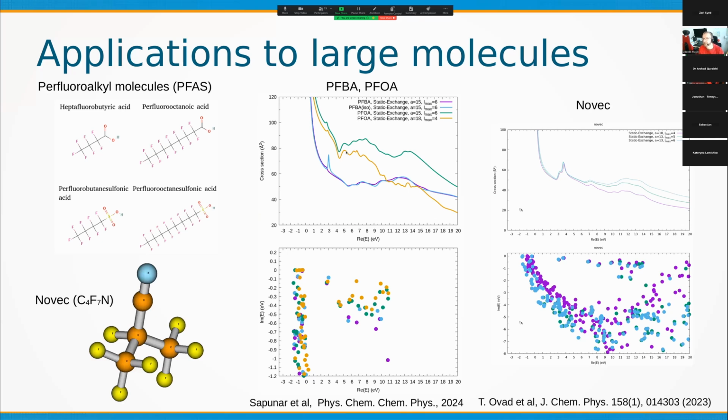And you can see that the cross-section is very complex. If we look into the complex plane, indeed, we find that there is a large number of resonances. This is the sort of swarm of points here in between, let's say, 3 to 10 electron volts. We see a similar picture also in Novec, which is a potential SF6 replacement. These perfluoroalkyl molecules are important because they are deemed to be a strong environmental pollutant, and so we would like to get rid of them by some chemical transformation.